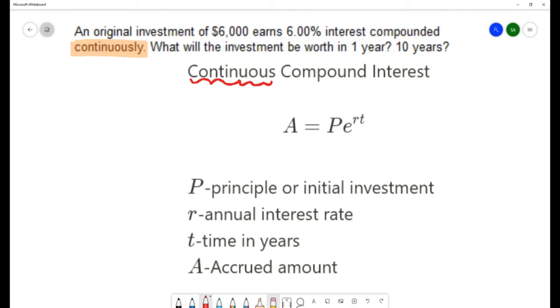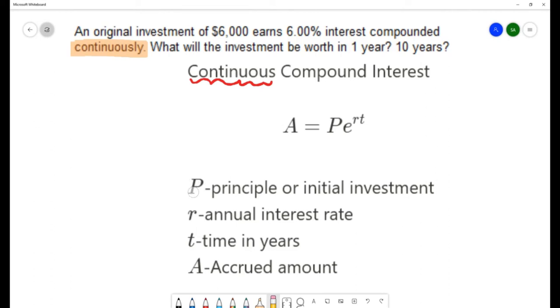So we have a different formula, which is A equals P e to the RT. And let's go over the different components of this formula, and you'll notice that these are the same components that we saw in the periodic compound interest formula.